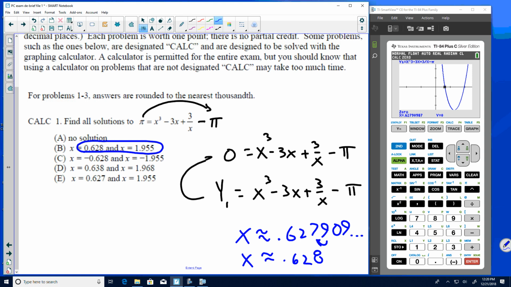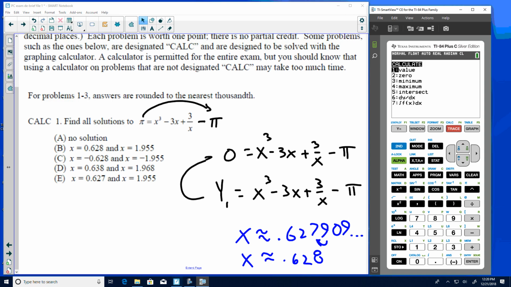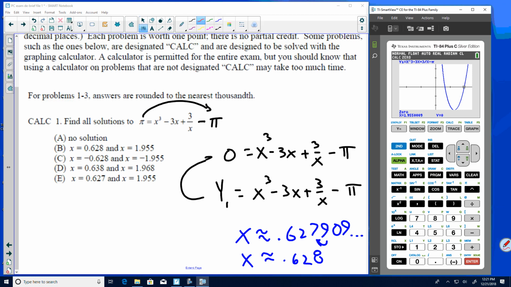Okay, and just as a double check, let's chase down the larger of the 2 zeros. Second trace 0, somewhere between 1 and 2 it appears. 1, enter, 2, enter, enter. And we get 1.955. So sure enough, that is the correct solution, and we would circle the letter B.